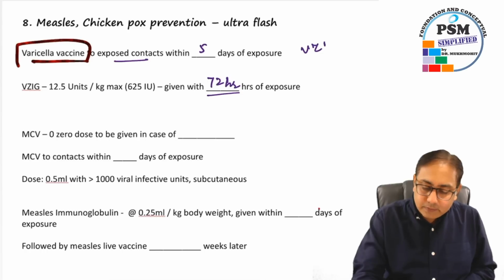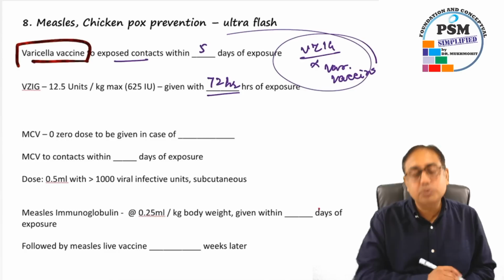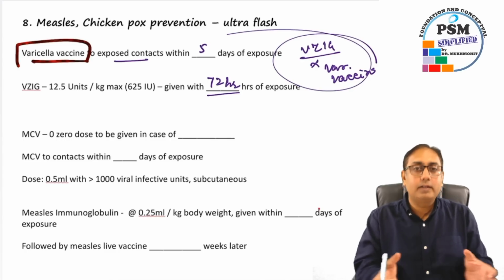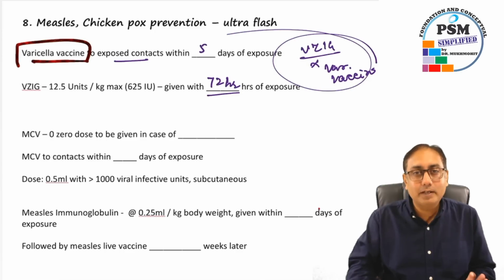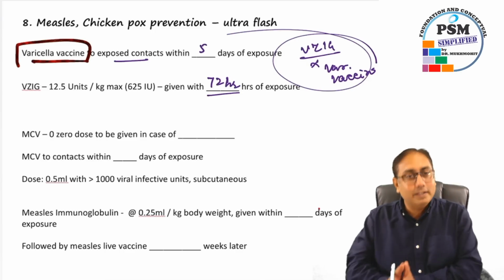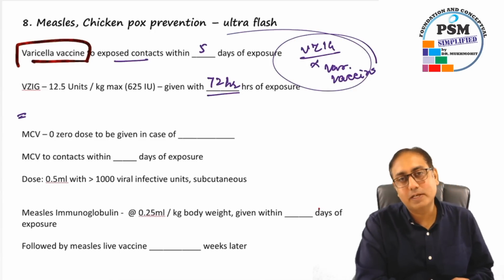Please note that the varicella zoster immunoglobulin should never be combined with the varicella vaccine, because the vaccine will make the zoster immunoglobulin non-potent and both will not act together. So there should always be a gap of 4 to 6 weeks between the varicella zoster immunoglobulin and the varicella vaccine. Coming over to the next high yield point about the measles vaccine.